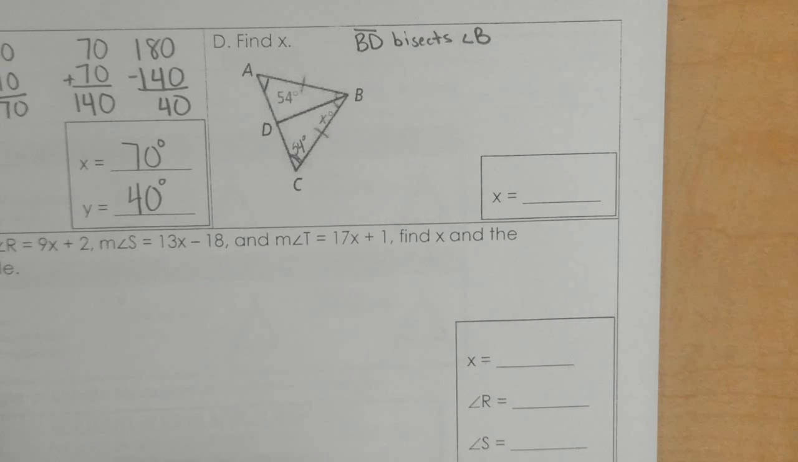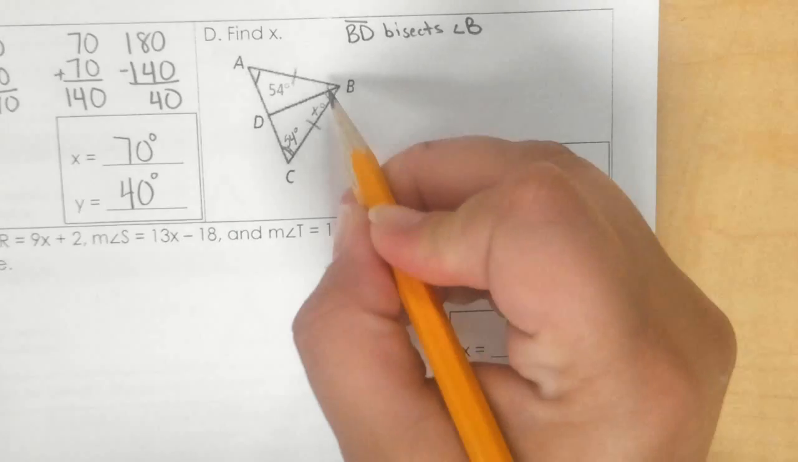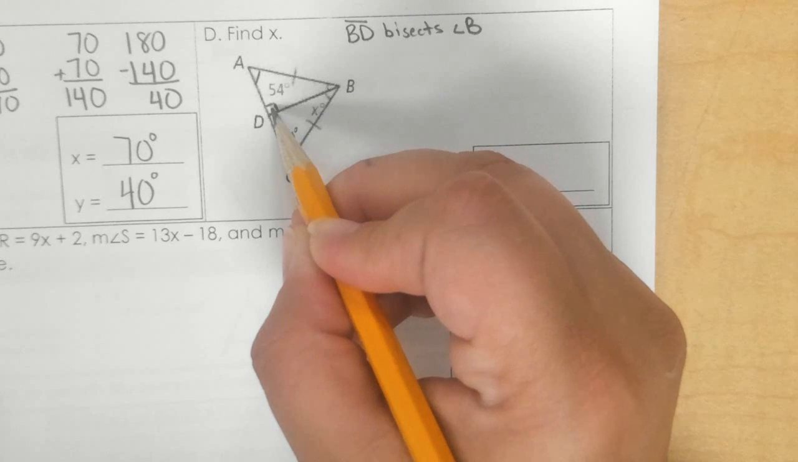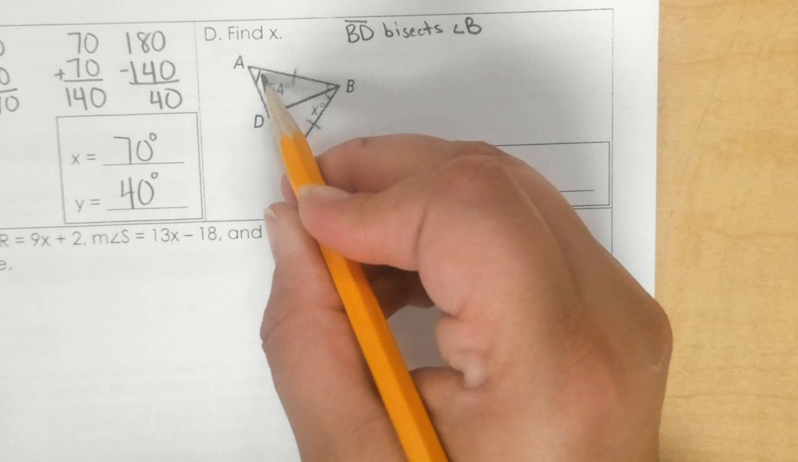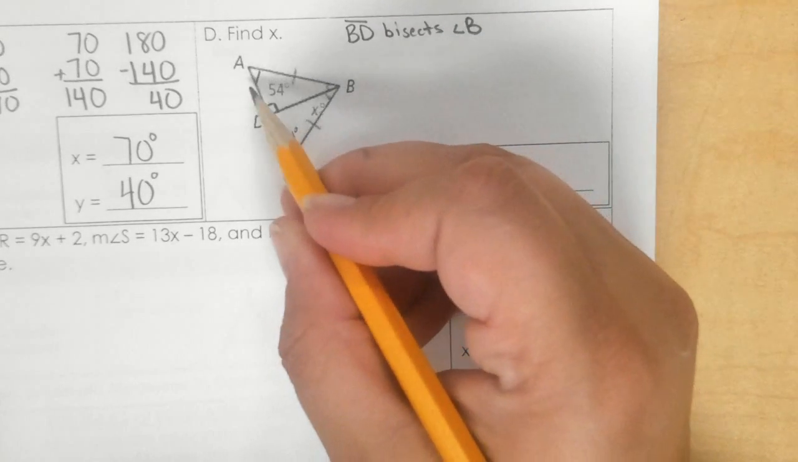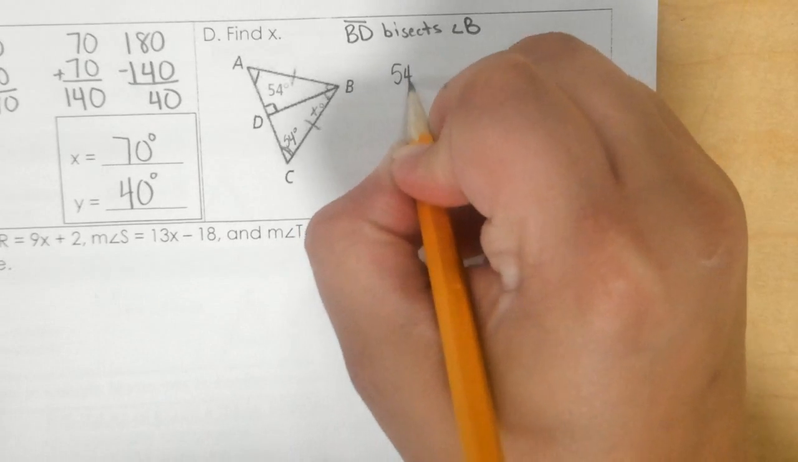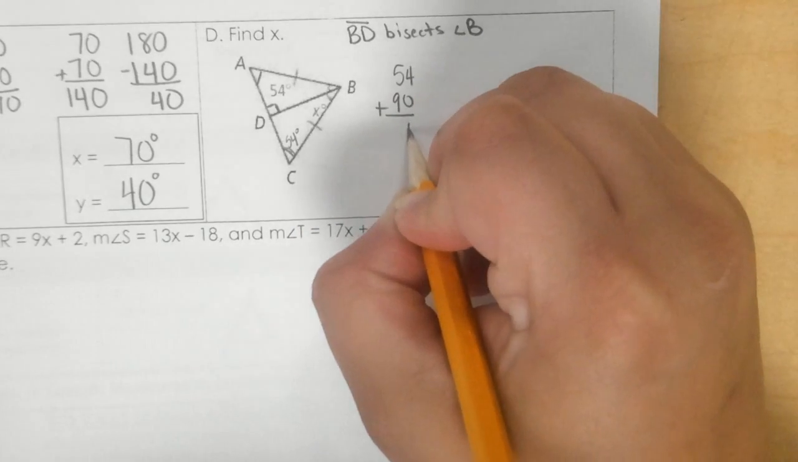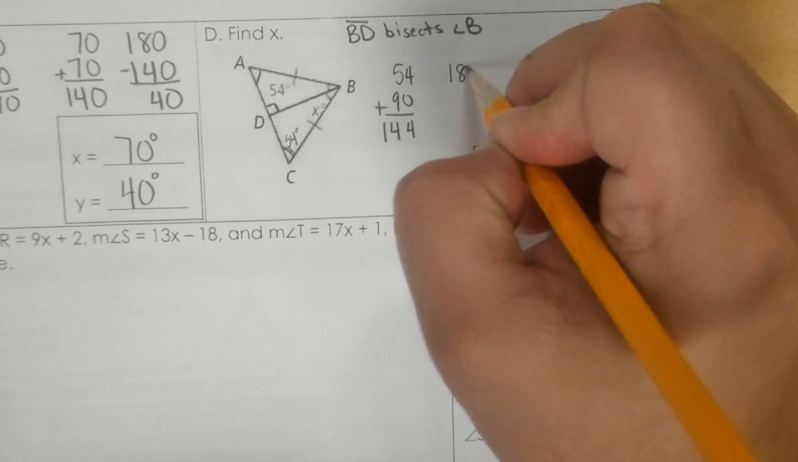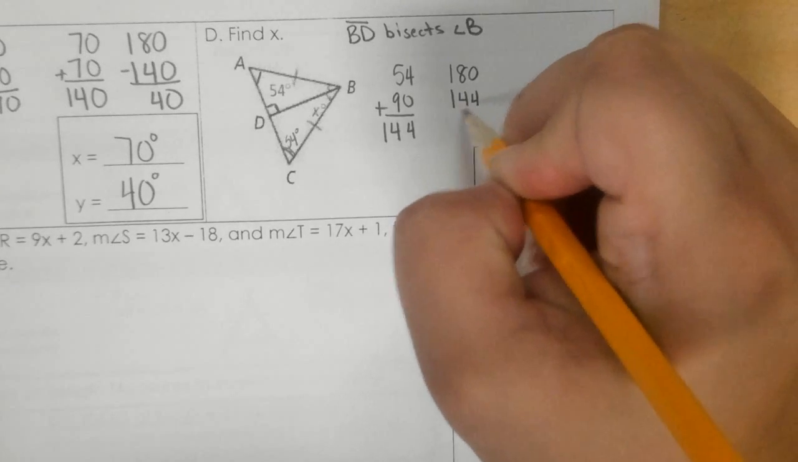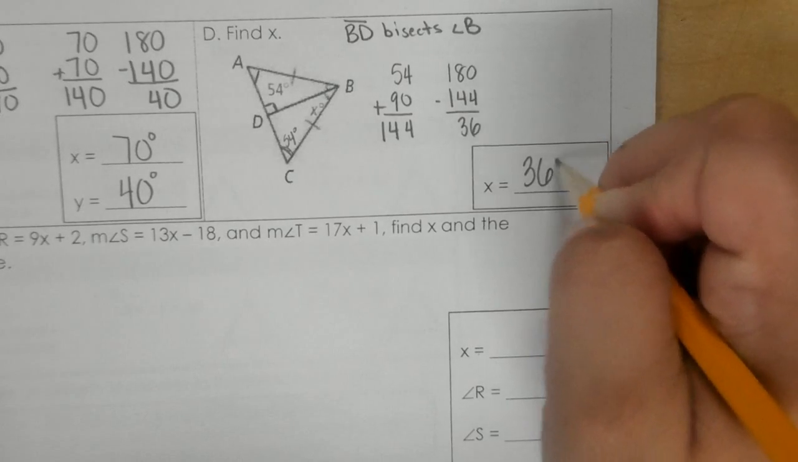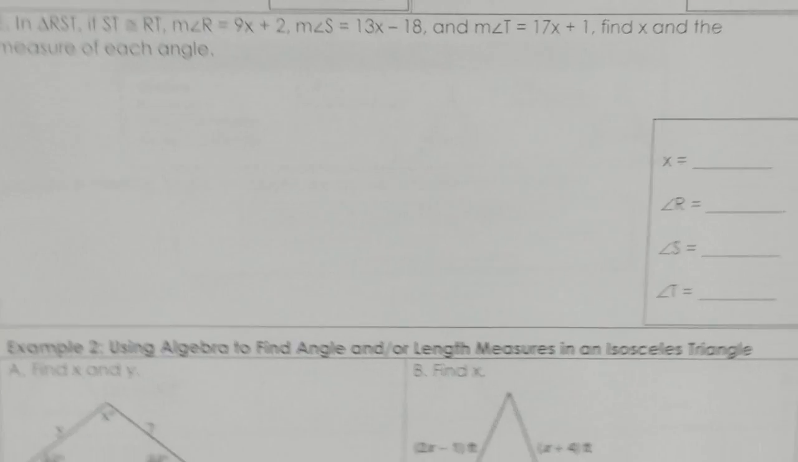Okay. Now, if it bisects it, cutting this in half, this creates a 90-degree angle down here. And so you know that this is 90, this is 54. How do you figure out this other angle? That's the same as this angle. Well, add those together. So 54 plus 90 is 144. Subtract that from the 180. And we get 36 degrees.